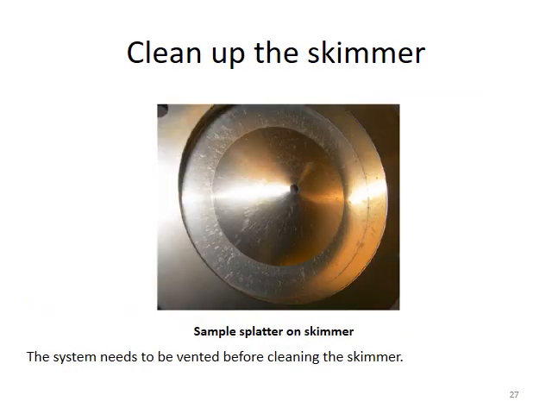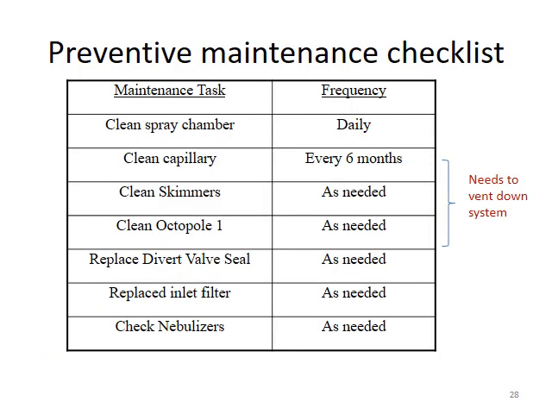After you have pulled out the capillary ion guide, you may see the exposed skimmer. The picture shows the contamination which is caused by sample splatter. Cleanup of the skimmer would require venting the instrument, and the solvent mixture can be applied to clean it up. This table summarizes the preventive maintenance checklist. It summarizes the frequency of each task. I have also stressed that for the capillary and the skimmer, venting the instrument is required.